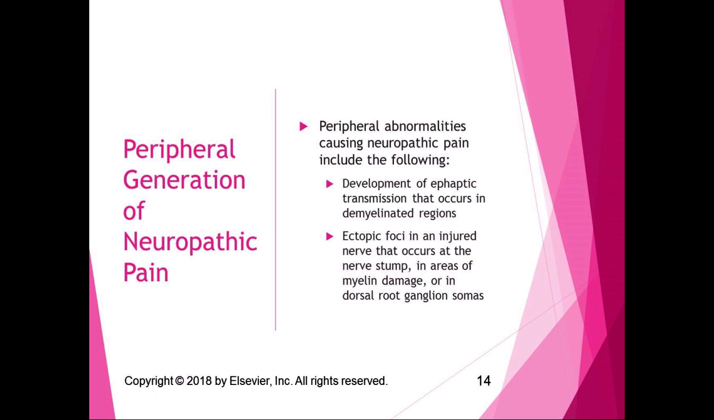Peripheral abnormalities causing neuropathic pain include development of ephaptic transmission, that's that crosstalk, that electrical short, if you want, occurring in demyelinated regions, ectopic foci in an injured nerve that occur at the nerve stump, in areas of myelin damage, or dorsal root ganglion somas. So that's where you're getting the excess sensitivity, from new ion channels and in areas of myelin damage.